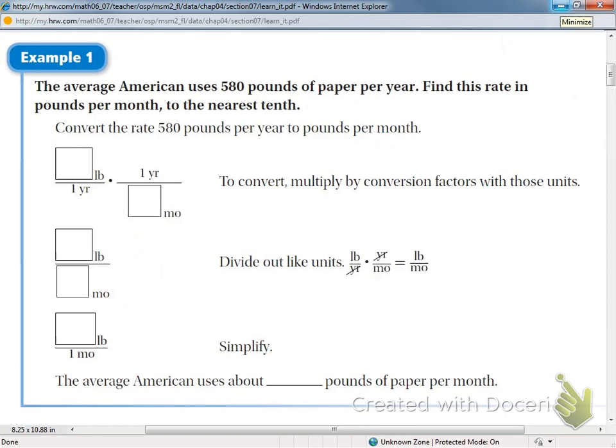For example 1, the average American uses 580 pounds of paper per year. We're going to find this rate in pounds per month to the nearest tenth. So we're going to convert the rate of 580 pounds per year to pounds per month. So how many pounds per year?